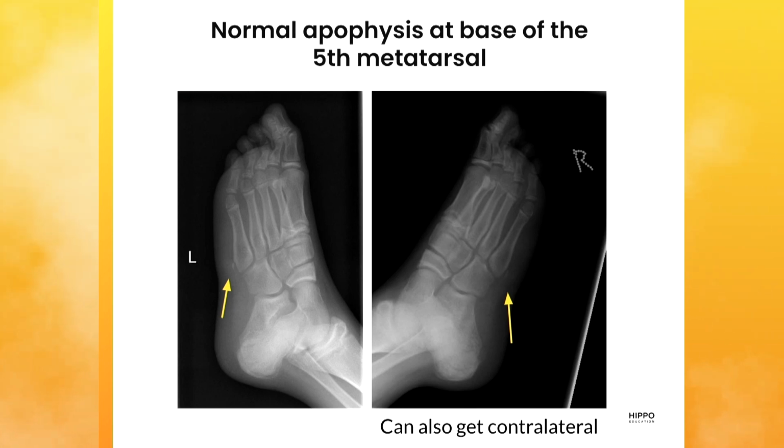This being kids, I'm not always in love with getting the other side plain films just because I don't want to radiate them more. But if it's necessary, it's something that's easy to do. And plain films don't have a huge radiation dose. So if it's going to help the patient, I don't think there's any worries about doing that.